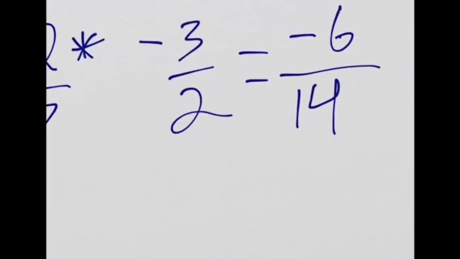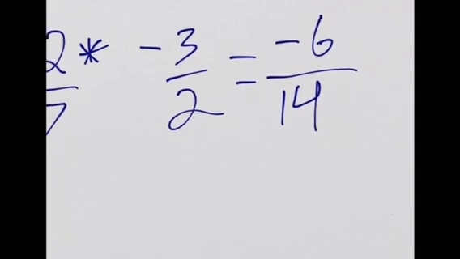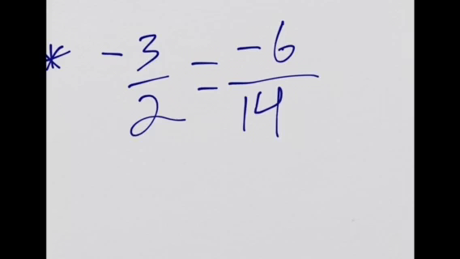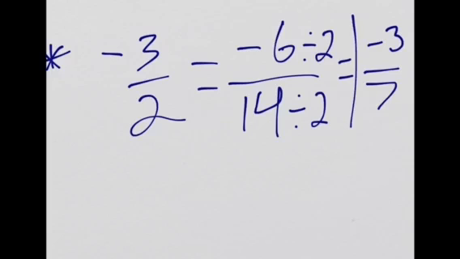When we look for common factors of 6 and 14, remember they are both even numbers. All even numbers have a common factor of 2. So that means I can divide both the top and the bottom by 2. And negative 6 divided by 2 is a negative 3. And 14 divided by 2 is 7. And that's my final answer in the simplest form.